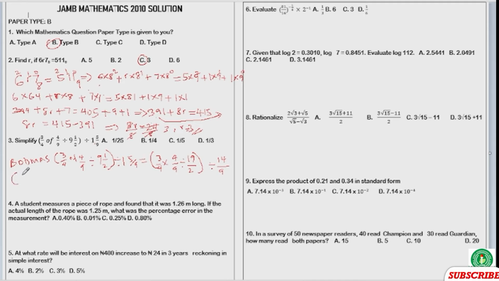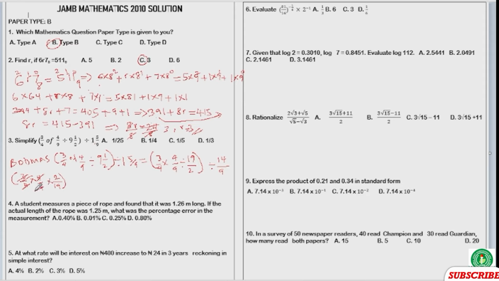Open bracket, 3 over 4 multiplied by 4 over 9 multiplied by what? By changing division to multiplication, the denominator becomes the numerator and the numerator becomes the denominator. So we have 2 over 19 instead of 19 over 2, because we change the division sign to multiplication. So 4 here cancels 4 here, 3 here cancels 3 here.